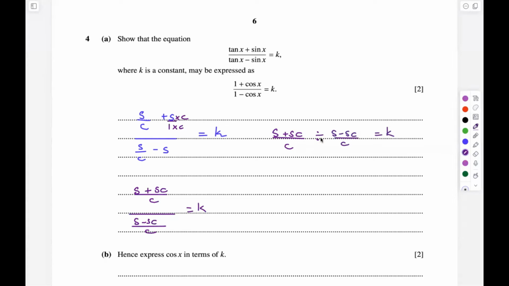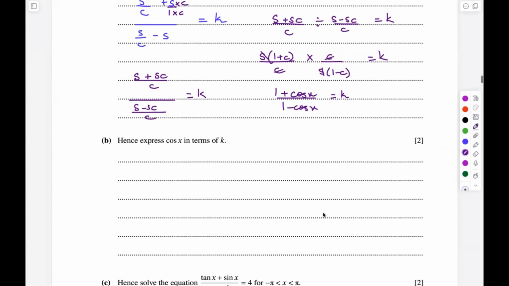And we can take sin x common and bring in the multiplication sign. So we'll get sin x into (1 plus cos x) upon cos x, multiplied by cos x upon sin x into (1 minus cos x), equals k. So cos x and cos x will cancel, sin x and sin x will cancel. So we'll get 1 plus cos x in the numerator and 1 minus cos x in the denominator, and that will be equal to k, as we had to prove in part A.